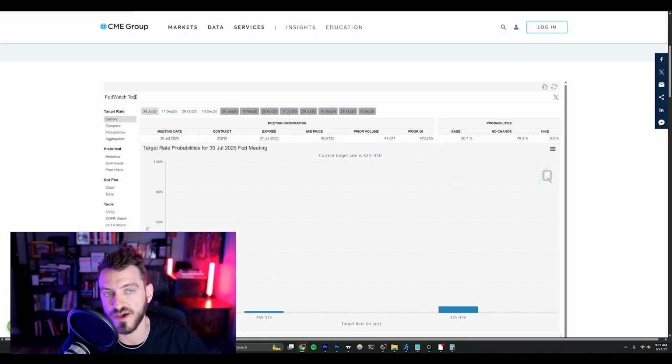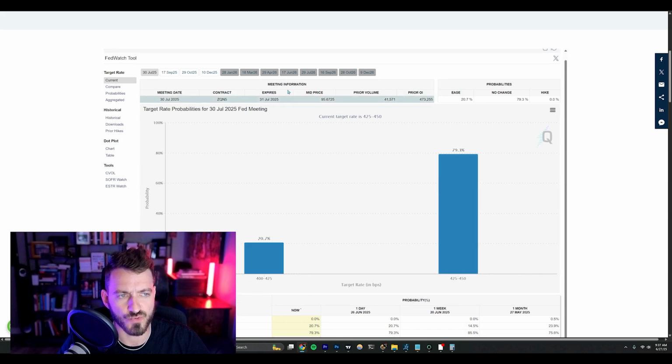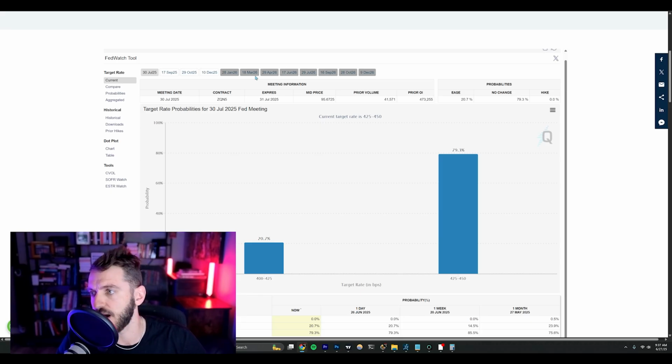So the CME FedWatch, I looked at this last week, and this is for July 30th. So literally a month from now. This was 90% last week, or 95%, that they would not cut. I think 4 weeks ago it was even higher. It was 98%. It was basically a shoo-in that they were not going to cut, right? This is the current target rate. Now there's a 20% chance that they're going to cut. So 1 in 5. All right, we'll see.